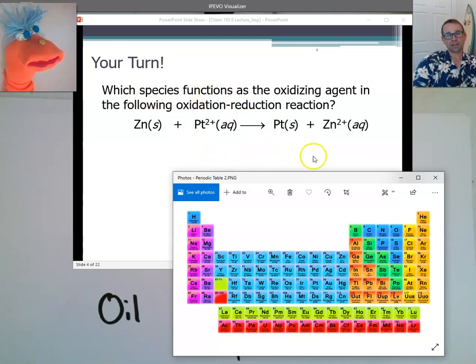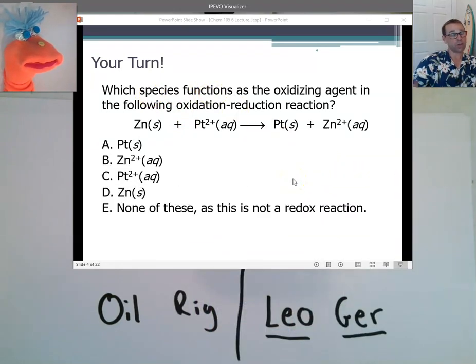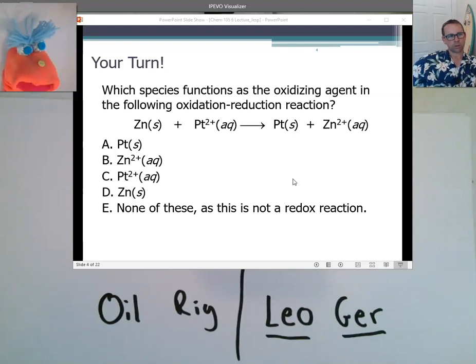Okay, very good. Which species then functions as the oxidizing agent? We can think about this a couple ways. First we want to find out who was oxidized and who was reduced. Do you know who was oxidized? Let's see, oxidation is loss. Zinc lost electrons. So zinc was oxidized. Very good.